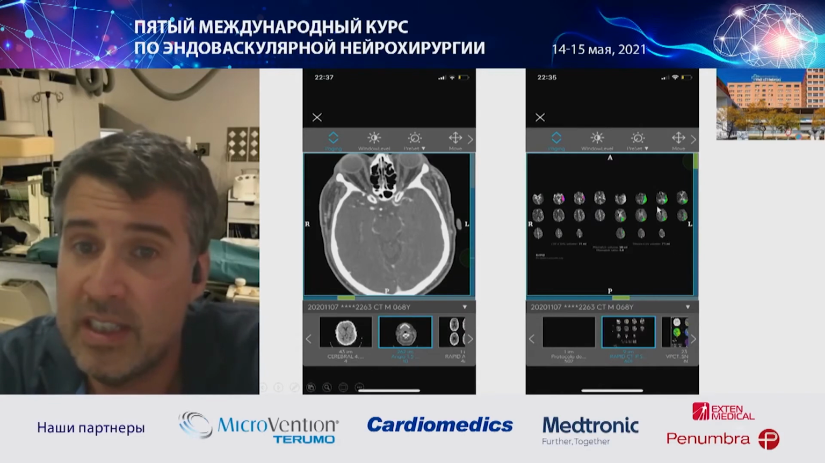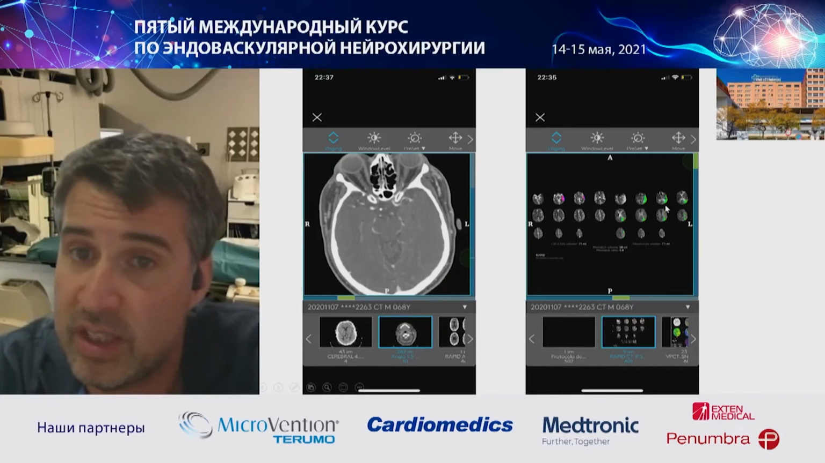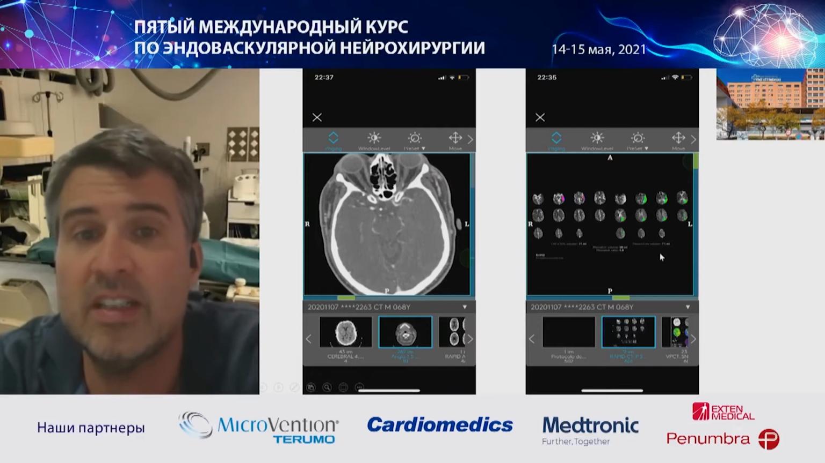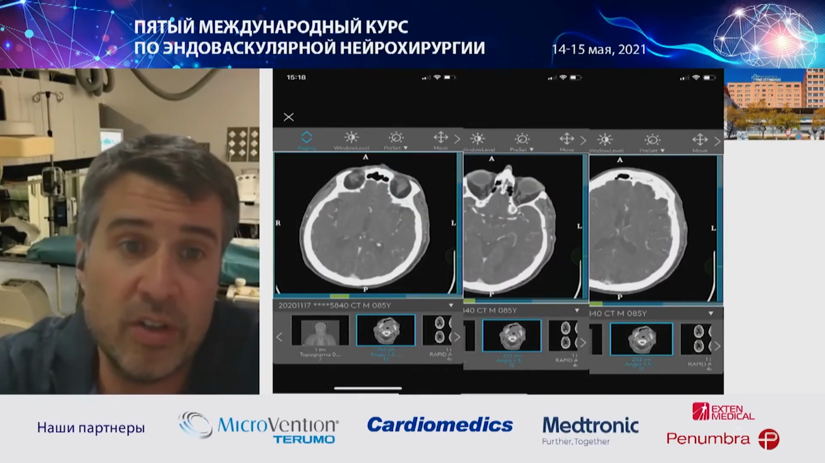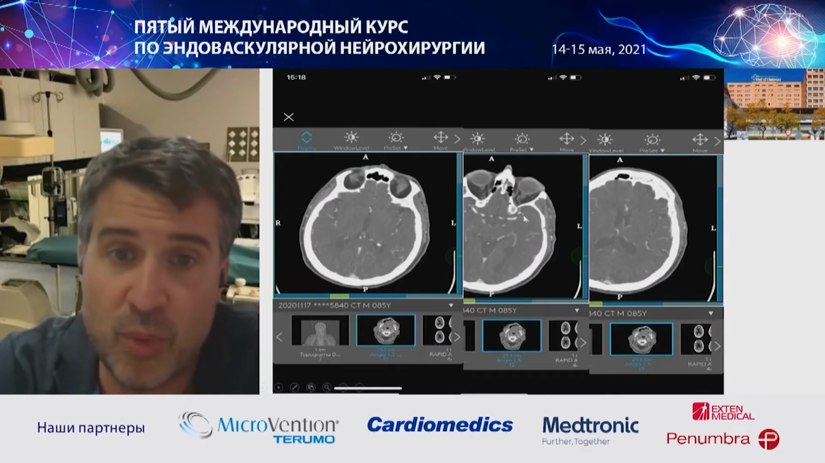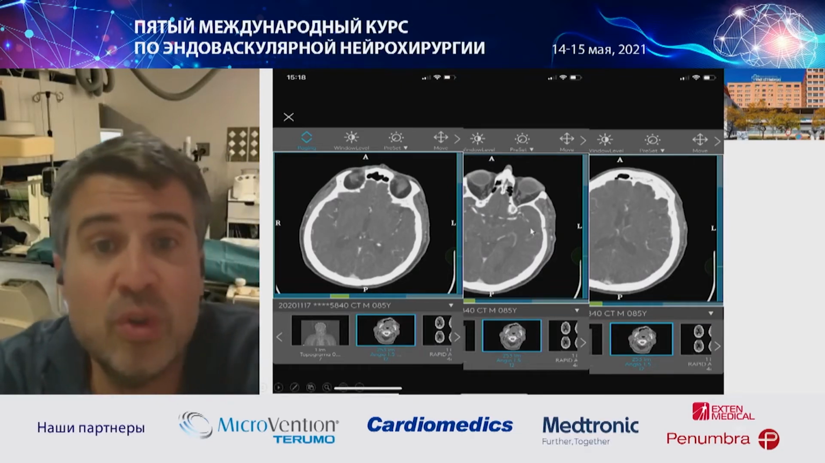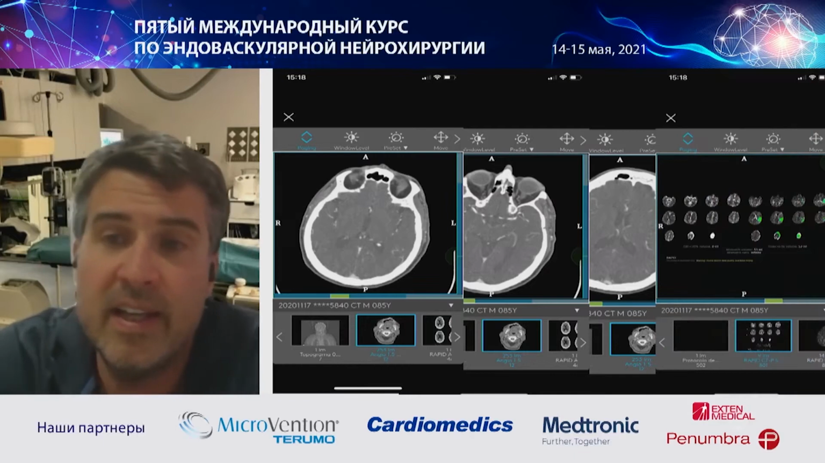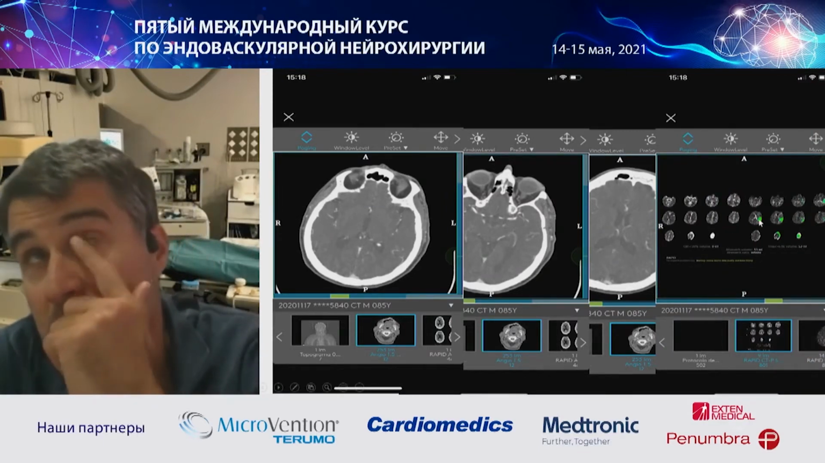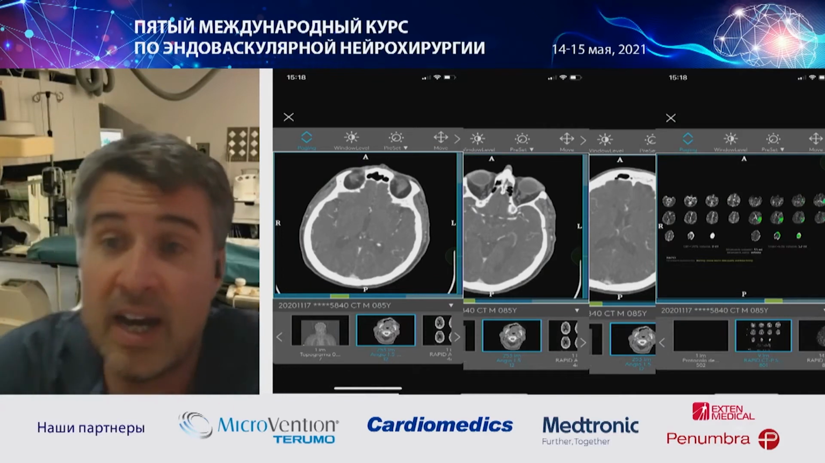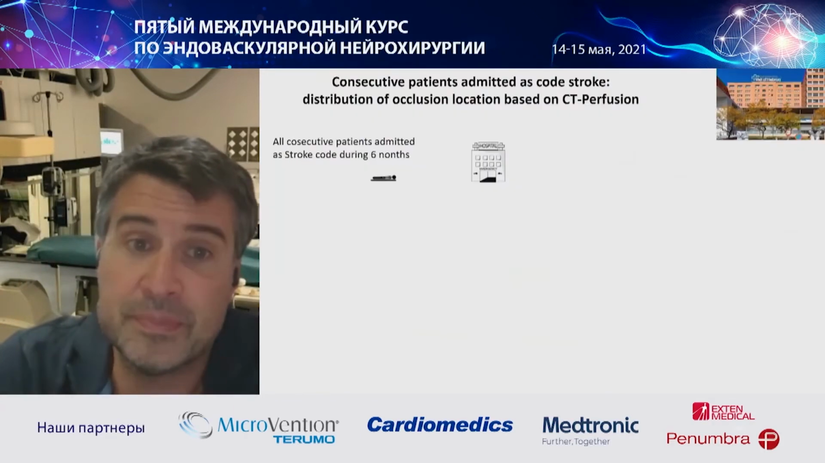And sometimes these occlusions are not so distal. You see here it's 73 milliliters of brain that is hypoperfused. Here's another case that seemed obvious to us that there is no occlusion on CTA, and we missed it. And in fact, on the CTP, we could see that there was a distal occlusion.